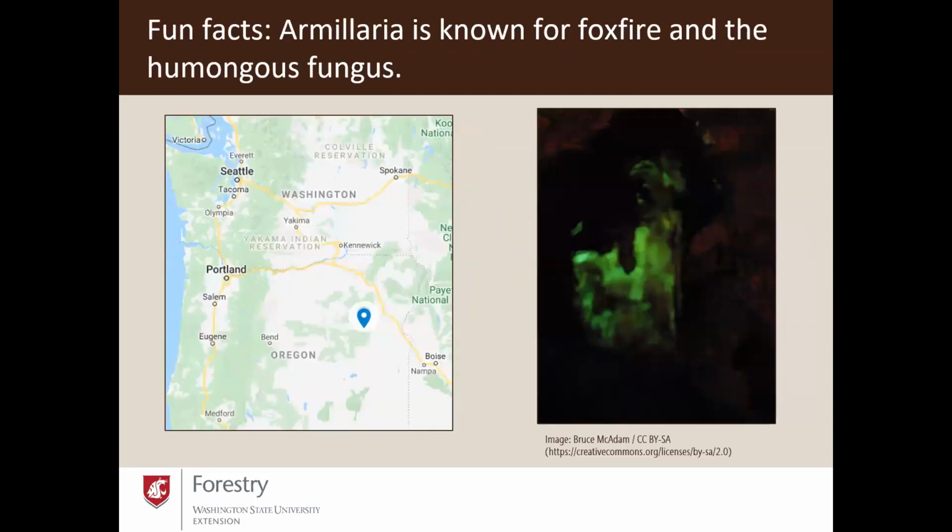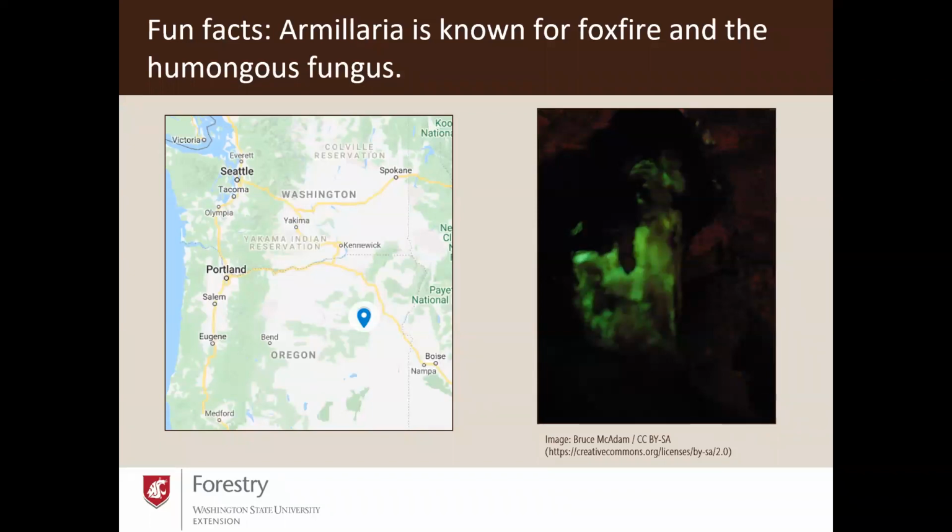Now here are some fun facts about Armillaria. You may have heard of the humongous fungus in the Blue Mountains of Northeast Oregon. That is an Armillaria root disease center, and it covers several square miles. It's the largest organism by area that we know of. All one individual organism, a massive patch of Armillaria. Also, if you've ever heard of foxfire, this is where you can see some glowing in decaying stumps or some mushrooms in the forest, because some species of fungi have bioluminescence, and Armillaria is one of those.